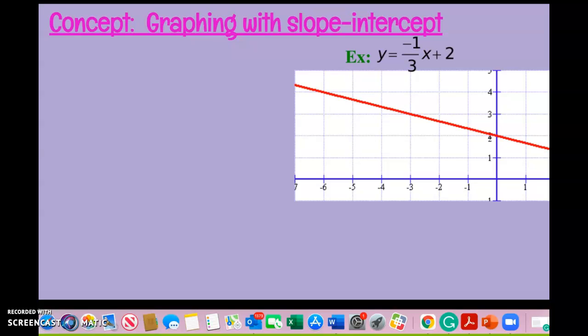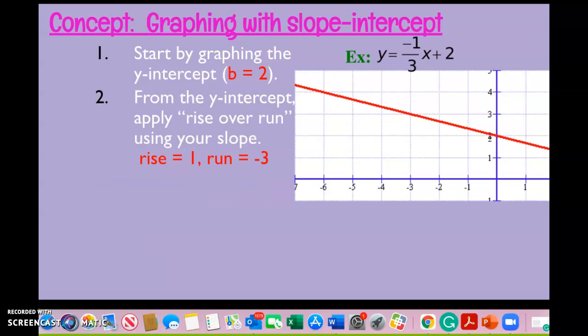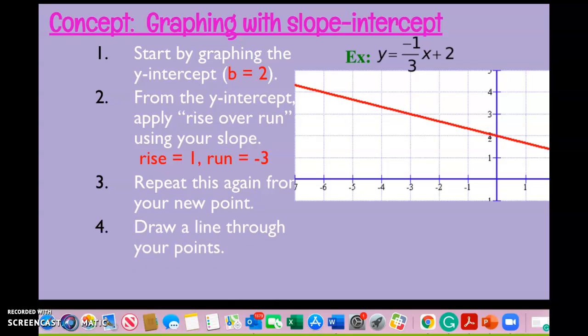First example is y equals -1/3 x plus 2. So our starting point, which is our y-intercept point, will be 2. And our rise over run, remember rise is on top and our run is on bottom. Rise will be 1 and the run will be -3. We repeat this again from point 1 to find the second point, and then you draw a line through both points.